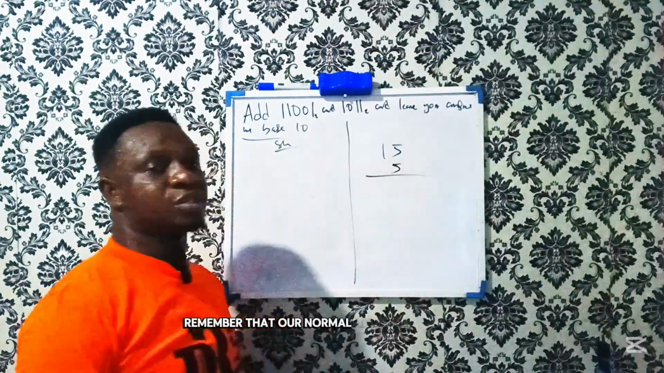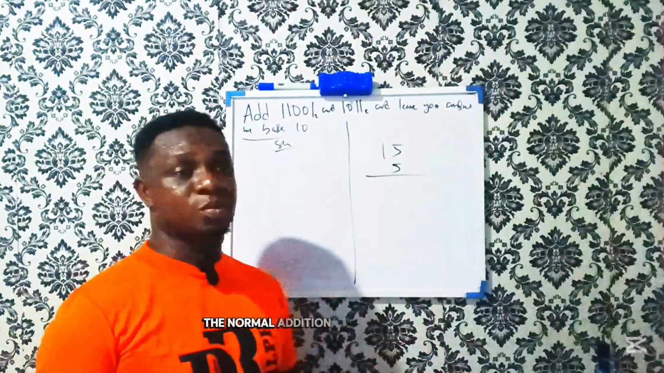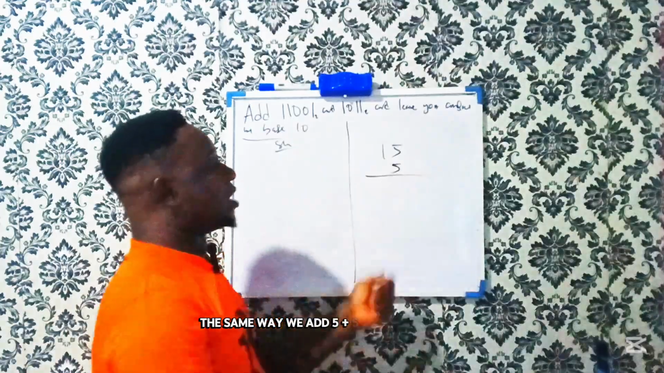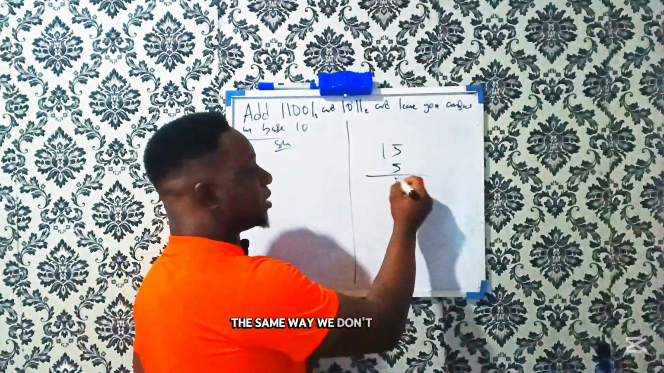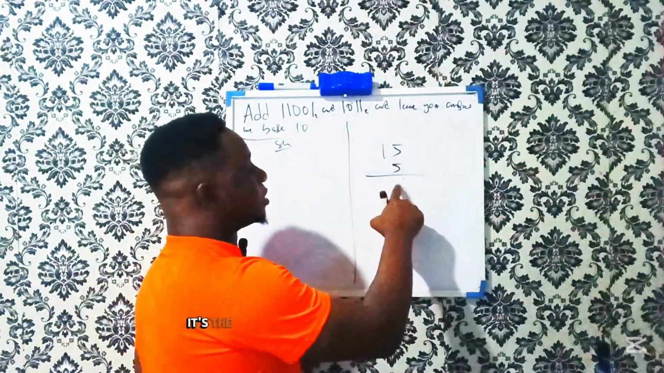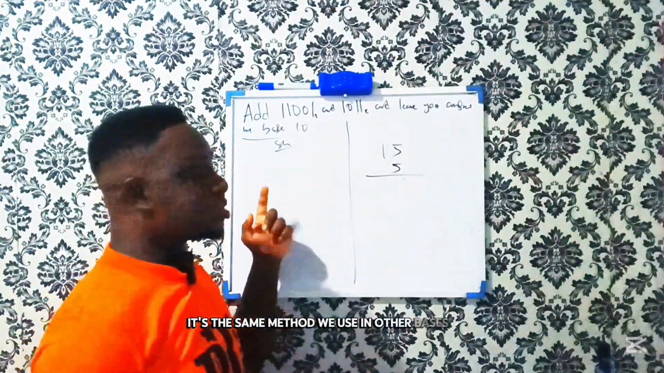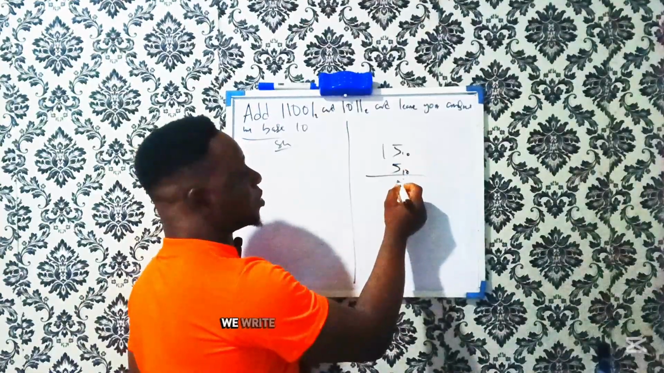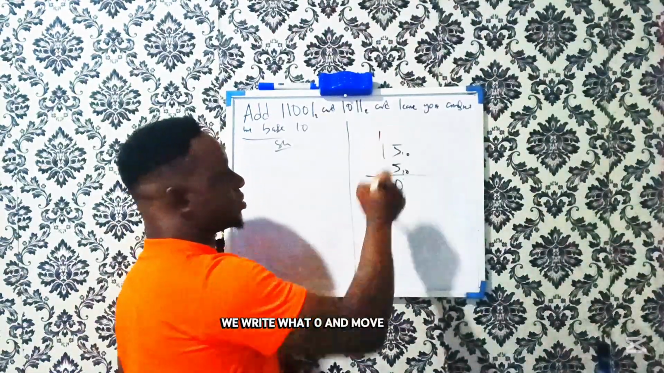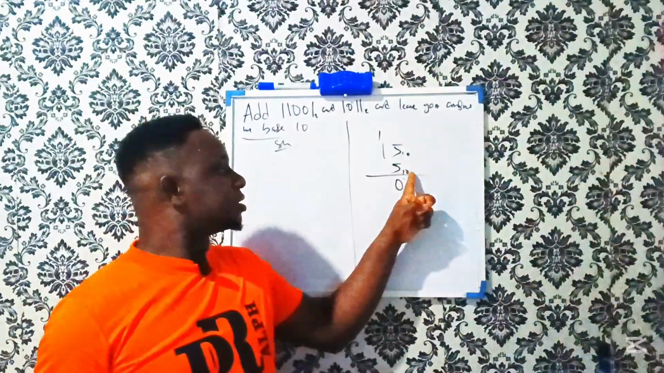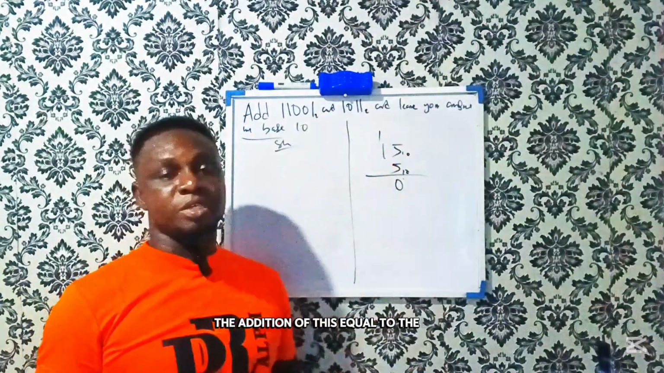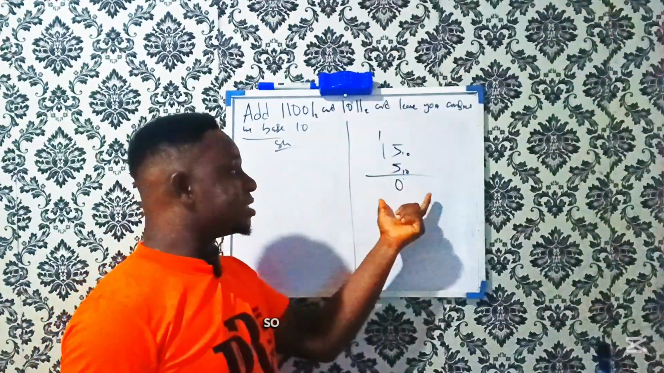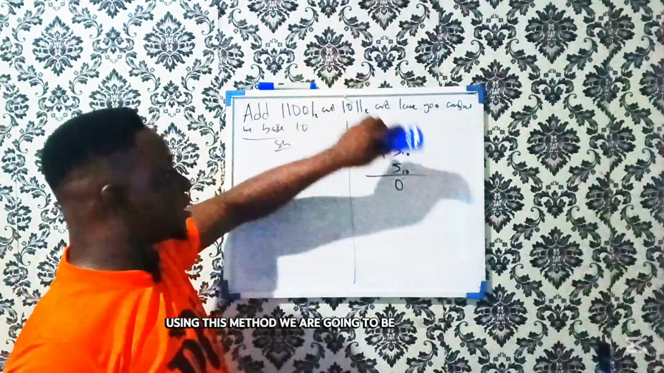Remember that our normal addition is in base 10. The normal addition we know is in base 10. The same way we add 5 plus 5 and it gives us 10, we don't write 10; it's the same method we use in other bases too. 5 plus 5, because they are in base 10, we will write what? 0 and move 1, because the addition is equal to the base. Remember, when you are adding values, the result must not be equal to the base where you are adding. So, using this method, we are going to be adding in binary.